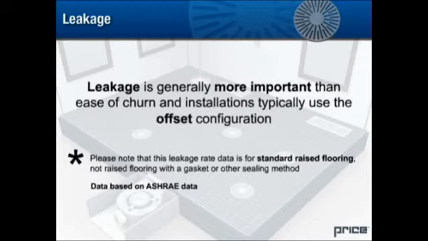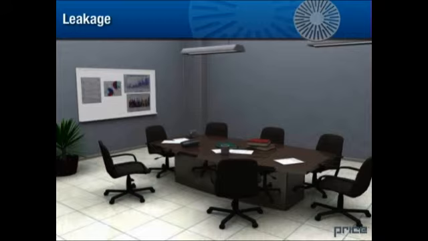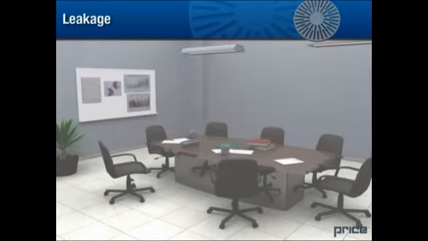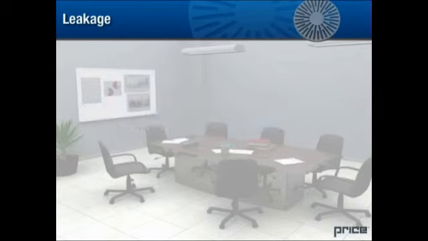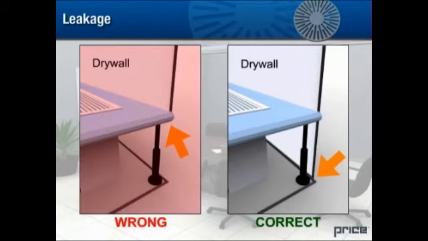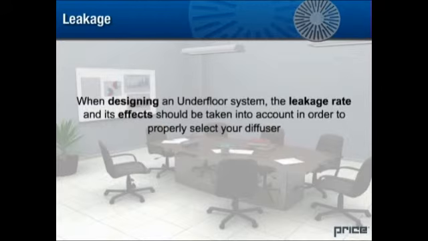sealing method. Installing underfloor partitions from the floor slab to the underside of the raised floor will isolate special rooms, such as conference rooms. Due to the low amount of pressure within the floor plenum, leakage from zone to zone is of little concern, but should be controlled where possible. Another crucial way to minimize leakage in the plenum space is to ensure that the drywall installations for each room do not just stop at the floor panel level, but reach all the way down to the floor slab. When designing an underfloor system, the leakage rate and its effects should be taken into account in order to properly select your diffuser.